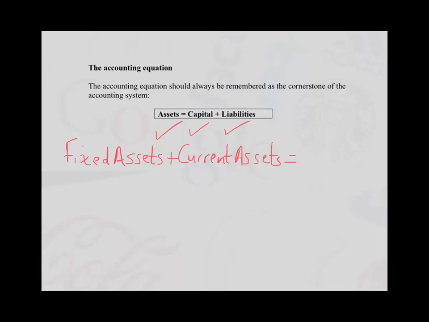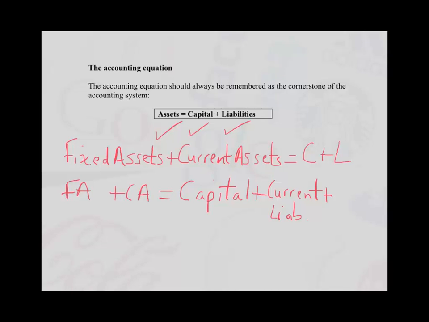And the formula stays the same on the right-hand side. It's equal to capital, which we'll denote with a C, plus liabilities. The fixed assets, if we denote that as FA, and we add it to our current assets on the left-hand side of the formula, is equal to capital plus we divide the liabilities into current liabilities plus non-current or long-term liabilities.